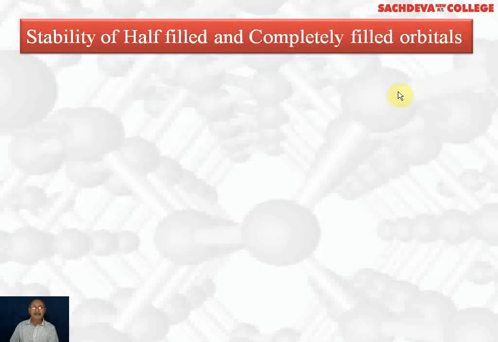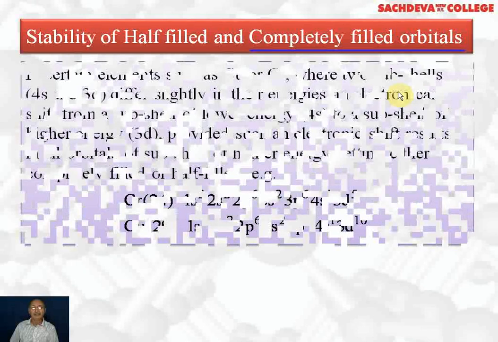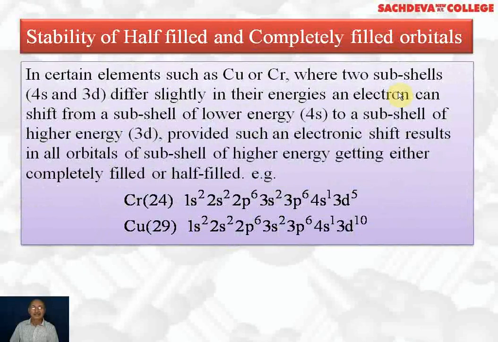Next point is stability of half-filled and completely filled orbitals. In certain elements, such as copper or chromium, where two subshells 4s and 3d differ slightly in their energies, an electron can shift from the subshell of lower energy, that is 4s, to the subshell of higher energy, that is 3d, provided such an electronic shift results in all orbitals of the subshell of higher energy getting either completely filled or half filled.